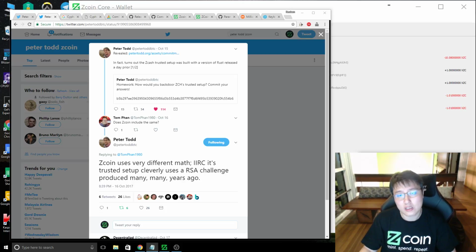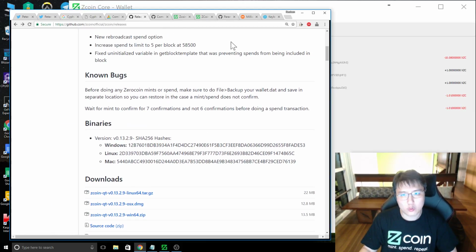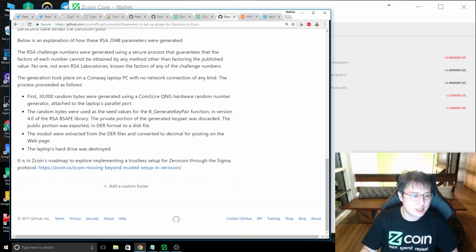Now, the other thing that's good about Libzerocoin as used in Zcoin is that even if it was broken, because of our supply auditability, it's a lot easier to detect this. Which isn't the case with Zcash. Now, let's go a little bit more into our parameter setup.